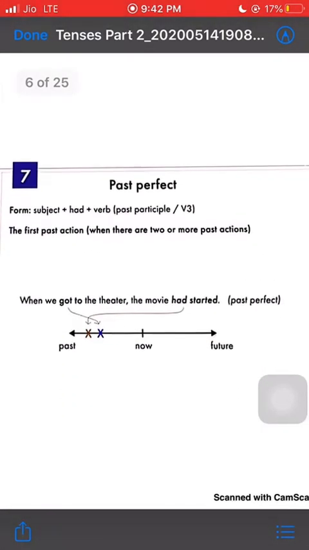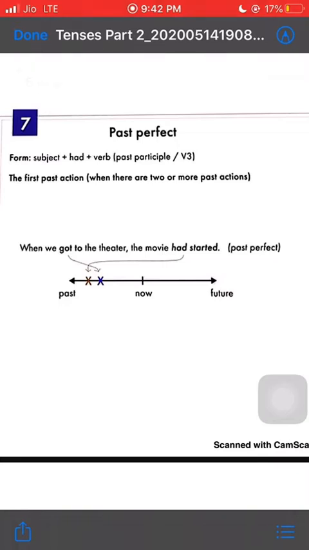So the past perfect. Before we talk about this tense, take a look at this simple tense sentence. When we got to the theater, the movie had started. There are two things now. The movie had already started. Two past actions are here. Go to the theater, which means we arrived there, and the movie started. You can see in the timeline which I am showing you right now that we go to the theater first, and then after that the movie had started. That means they reached the theater first and then the movie had started.